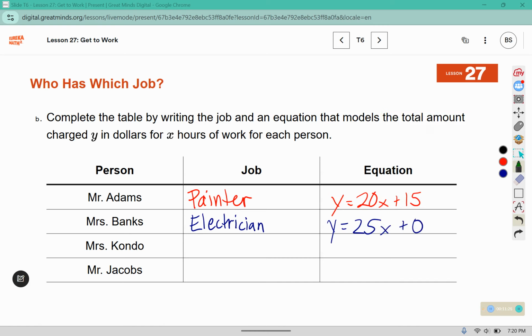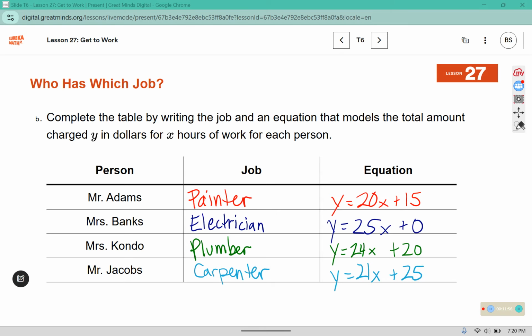Mrs. Kondo was a plumber, and she charged $24 an hour and a one-time fee of $20. Mr. Jacobs was a carpenter. He charged $21 an hour and a $25 fee. So our rate in this case is our slope, and then our fee is our y-intercept or our initial value.